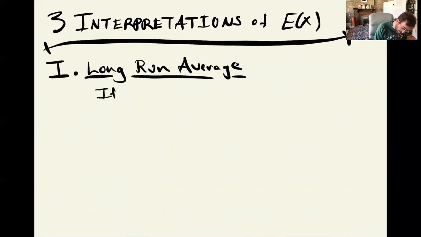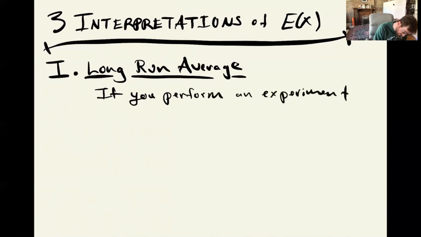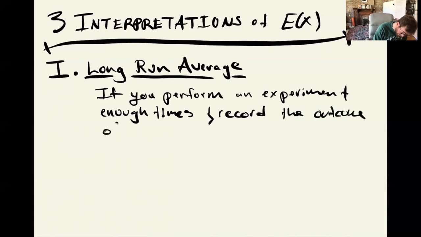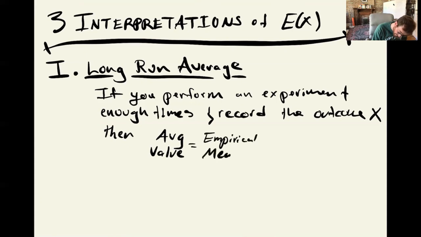In other words, if you perform an experiment enough times and record the outcome, I just call it the outcome X, then the empirical mean, so the average value, also called the empirical mean, should correspond to the expected value when computed using the formula for E of X.